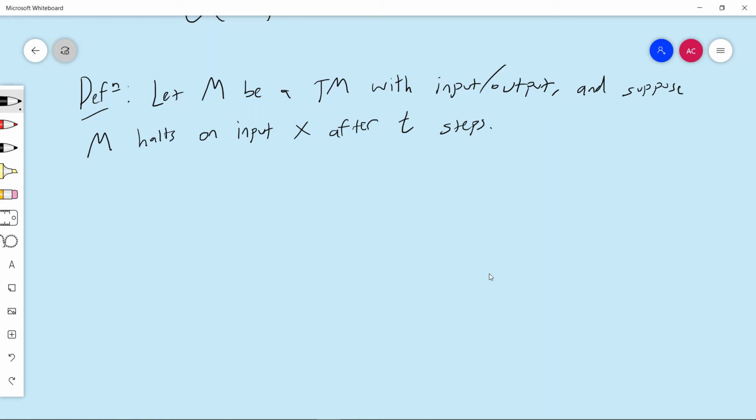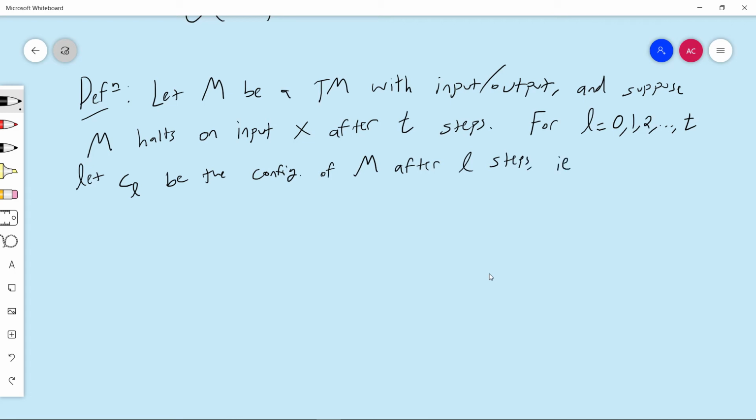So since there's t steps, I can enumerate them, for L equals 0, 1, 2, dot dot dot, up to t. What I'm going to enumerate is the configurations. Let CL be the configuration of M after L steps.